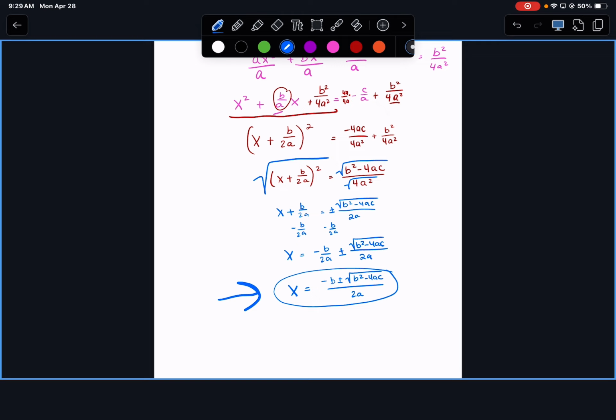So those of you that did the bonus and got this as your answer, congratulations, you just proved the quadratic formula all on your own. Okay? So that's where it comes from.